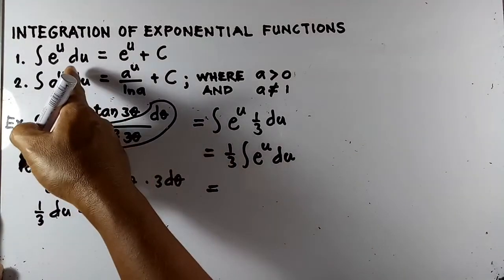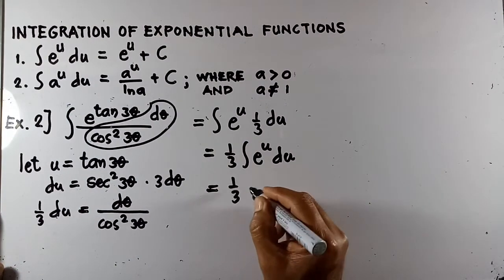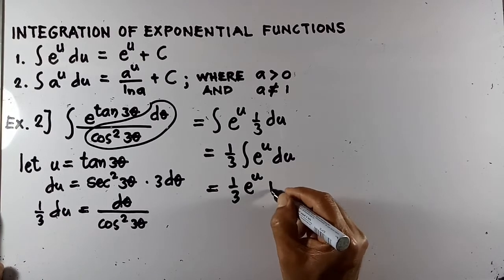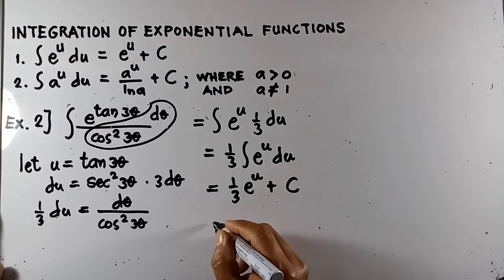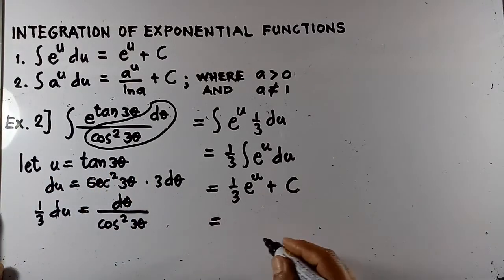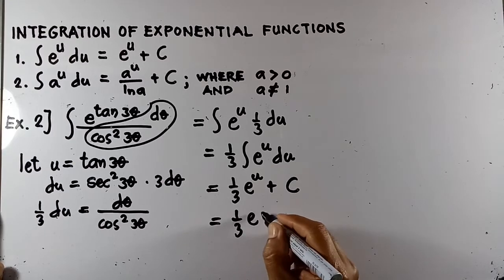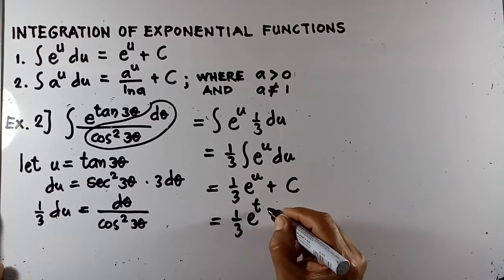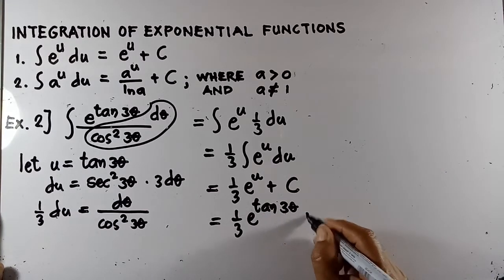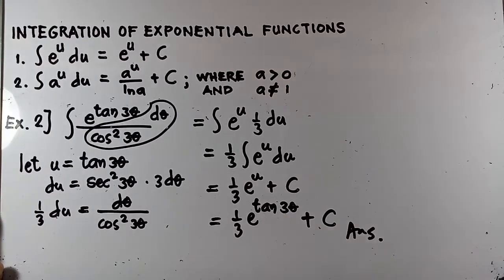At pwede natin ngayon i-apply yung ating formula. So magkakaroon tayo ng 1/3 e raised to u and then plus c. Kaya rin nun, sa-substitute natin yung value ng u na tangent of 3 theta. So 1/3 e raised to tangent of 3 theta and then plus c. And this is now our answer.